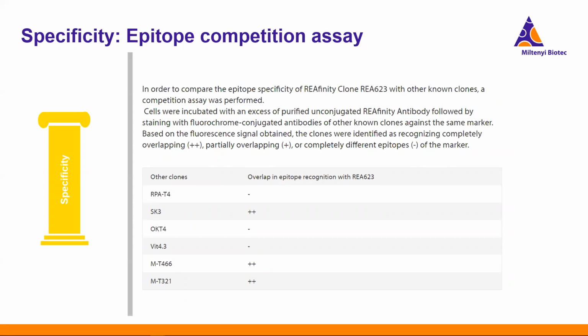So we're trying to add these to each of the clones that we have created. So the plus sign here means that it recognizes the same epitope, there's overlap, and the minus sign means they recognize different epitopes.